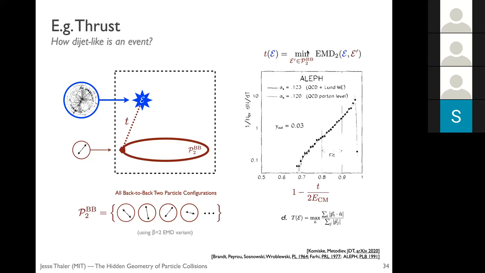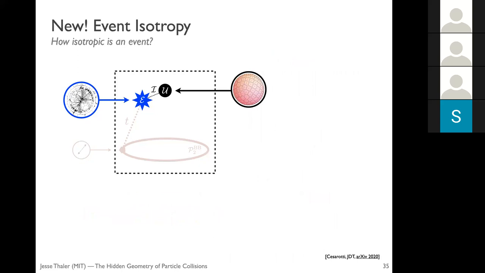But now that you have this way of thinking about what thrust is, how dijet-like is an event, you can now think about other more interesting manifolds and ask questions about the distance to those manifolds. And maybe the simplest case is how isotropic is an event. So I can think about the isotropic configuration, that's just a single point in the space. And I can think about the closest distance to the isotropic configuration.